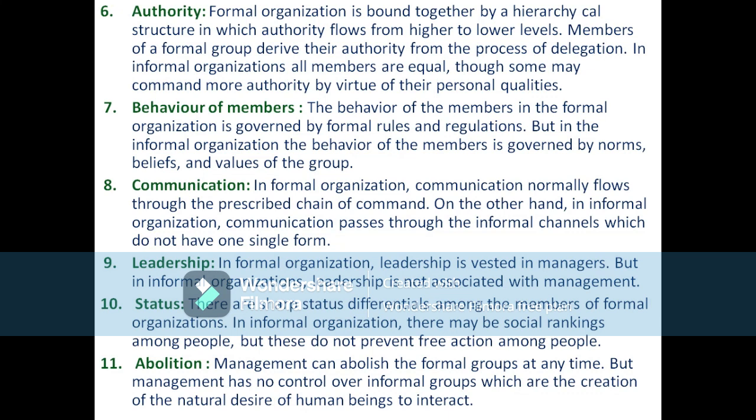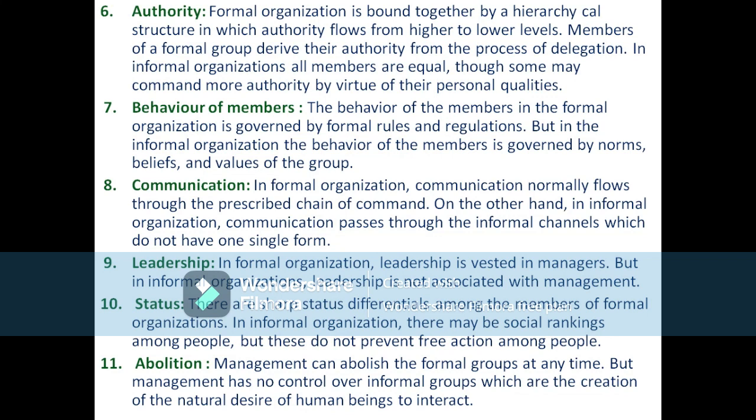Another differentiation is status. There are sharp status differentials among the members of formal organizations. In informal organizations, there may be social rankings among people, but these do not prevent free action among people. Status differentials in formal organizations can be clearly seen. We will see the top level, middle level, lower level, superiors, subordinates, foreman, lineman. Likewise, a status will be maintained. But in informal organizations, it does not depend upon their work; it depends upon the people's behavior, their attitudes, their values. The social rankings will be given in informal organizations, and the status will be given according to the social rankings.